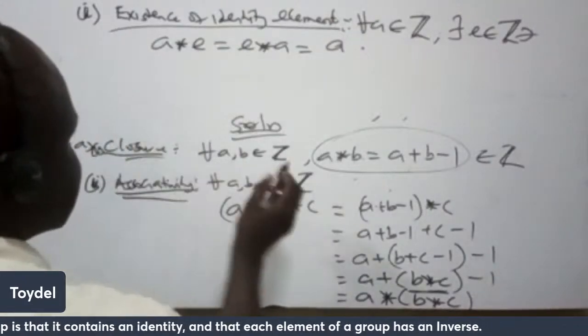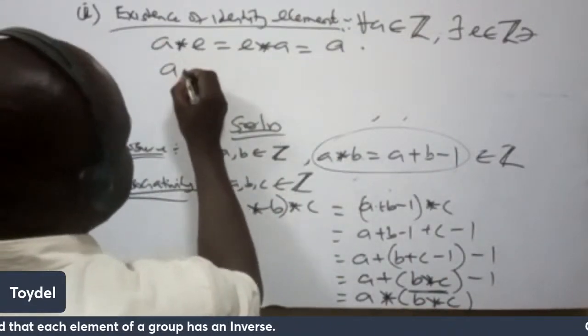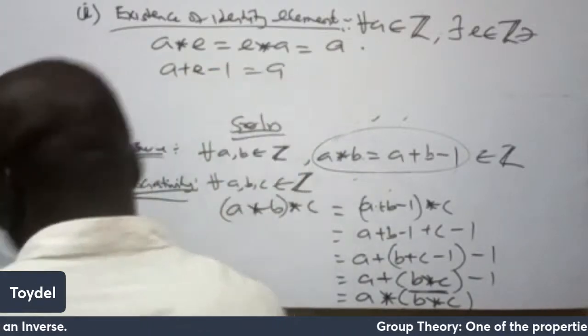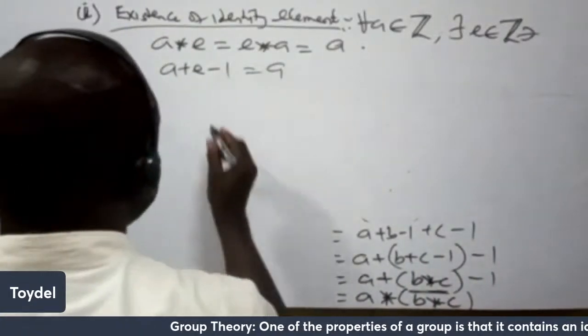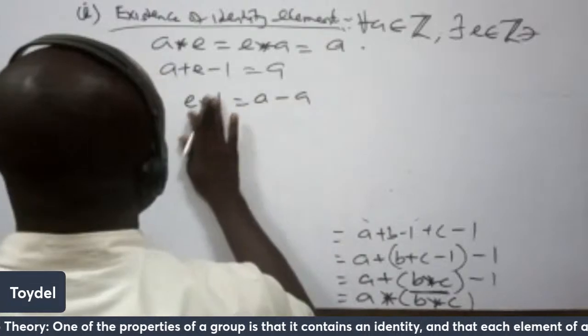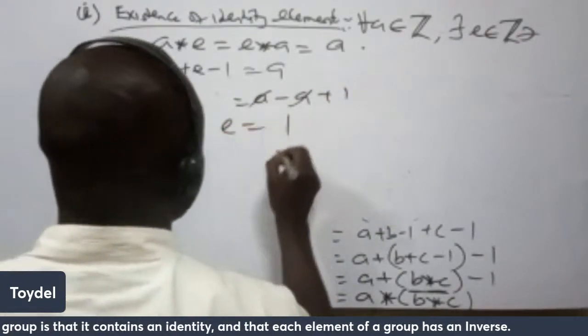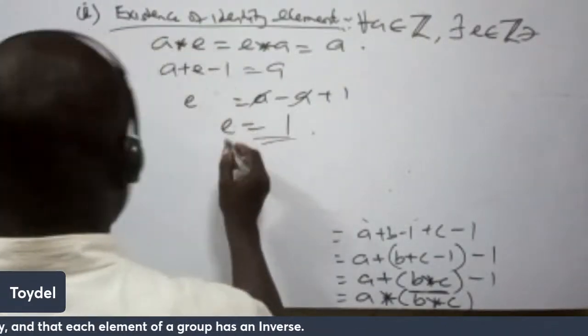That is, in this case, A asterisk B is given as this. So A asterisk E will give us A plus E minus 1, which will be equal to A. A plus E minus 1 is equal to A. Then in this case, we have E minus 1 equal to A minus A, or I can say E is equal to A minus A plus 1. This will take care of this. E is equal to 1. So the identity element is 1.